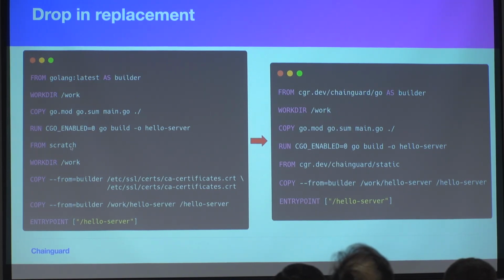Instead of using the scratch image, we're just using an image we call static. Same thing. It's got your glibc runtime. I don't know where our TLS certificates are. I think I might have tried to save some space on the slide. But it's essentially a one-to-one drop-in replacement. So you can just go do this today.